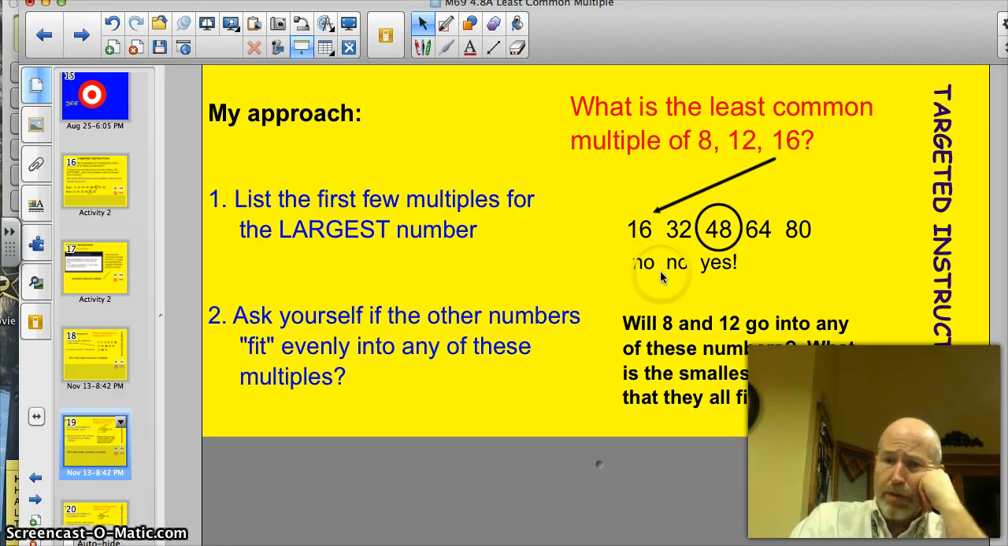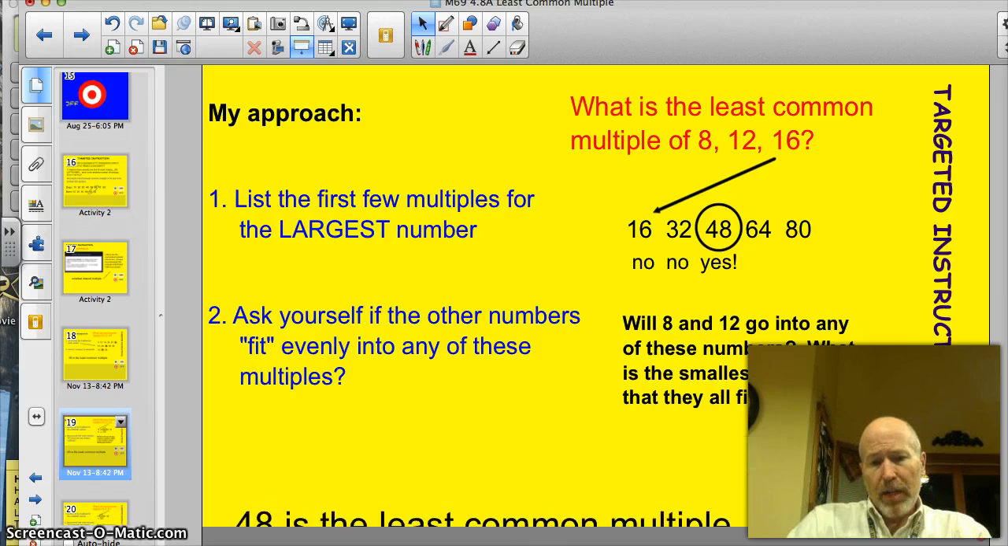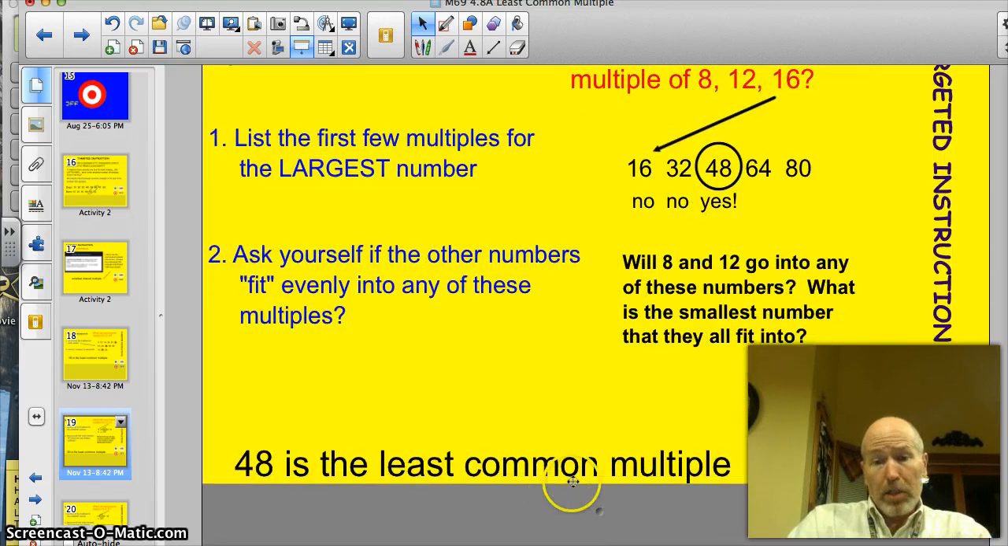Both numbers have to fit. Will 8 and 12 go into 32? Negative. Will 8 and 12 both go into 48? Yes. So 16 we already know goes into it because we skip counted by 16s. So the least common multiple then is 48. It's the smallest number that is a multiple of 8, 12, and 16. And I just put that down here too. 48 is the least common multiple.